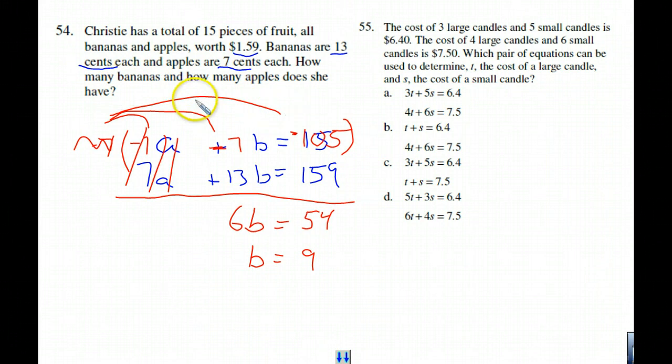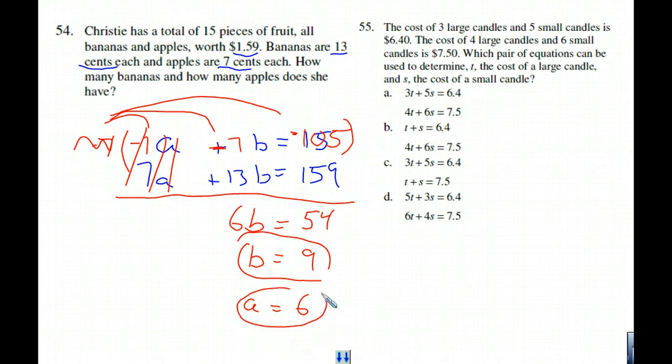They want to know how many bananas, how many apples. So we know there are 15 pieces of fruit total, and we had 9 bananas. That means there were 6 apples. As a coordinate, it will always be alphabetical, so it would be 6, 9.